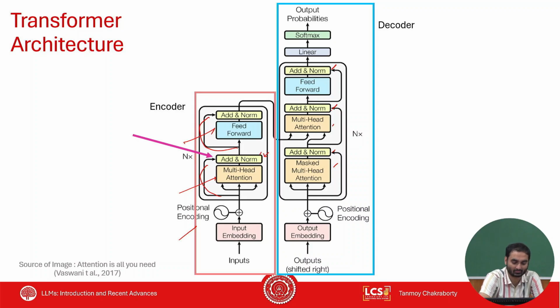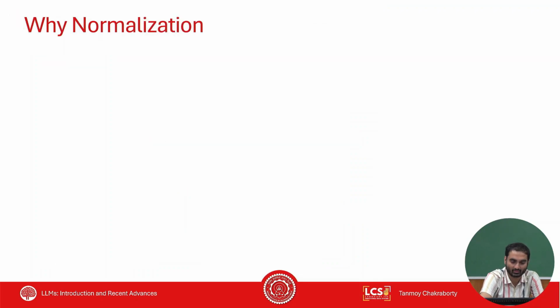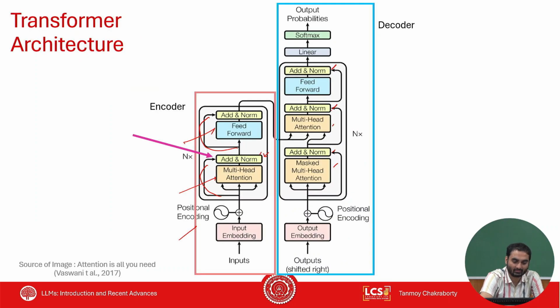So let's look at what the function of this add norm layer is. Add corresponds to this residual connection. You are basically adding the input to the output of the layer. Let's look at the normalization part of it. Now, normalization of a vector or of an output is not restricted to the transformer model. It is used all over neural networks.